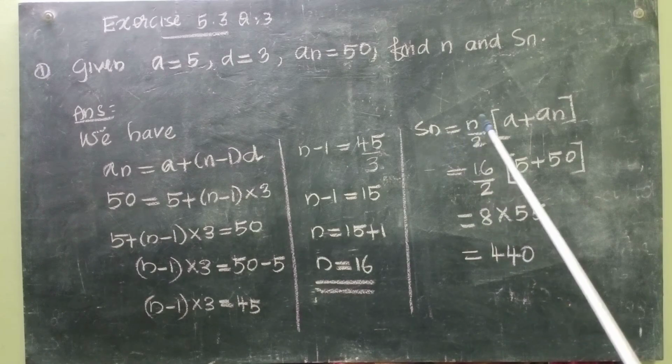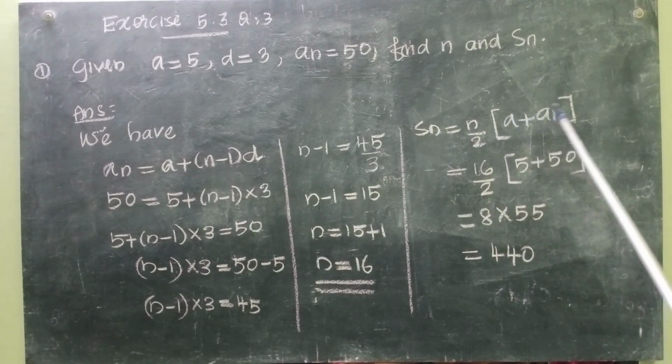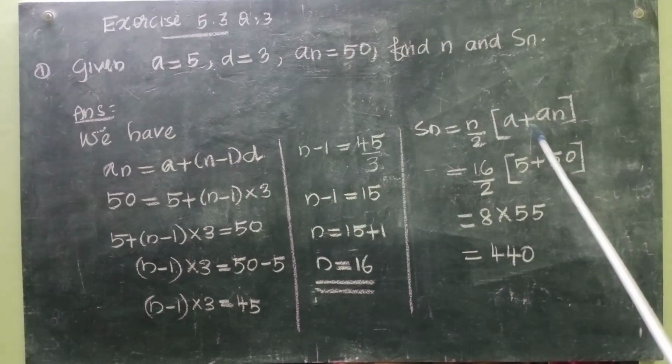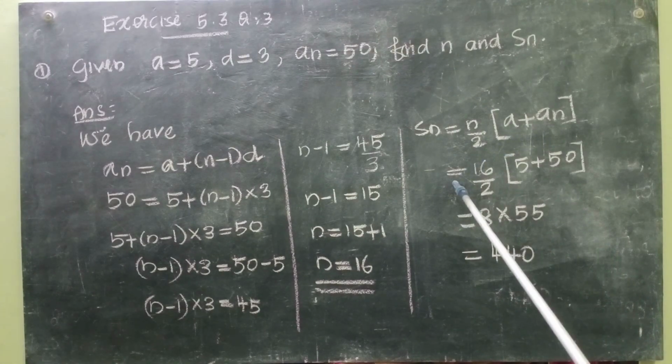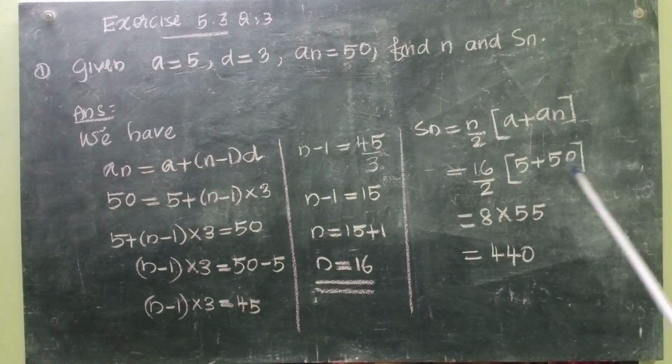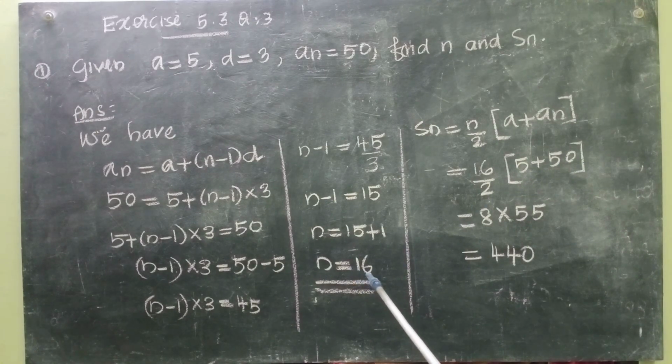Sn = n/2 × (a + an). Here a and an are given, so we can use this formula. That is equal to 16/2 × (5 + 50). Here we found n = 16. So that is equal to 8 × 55 = 440. Therefore Sn = 440.